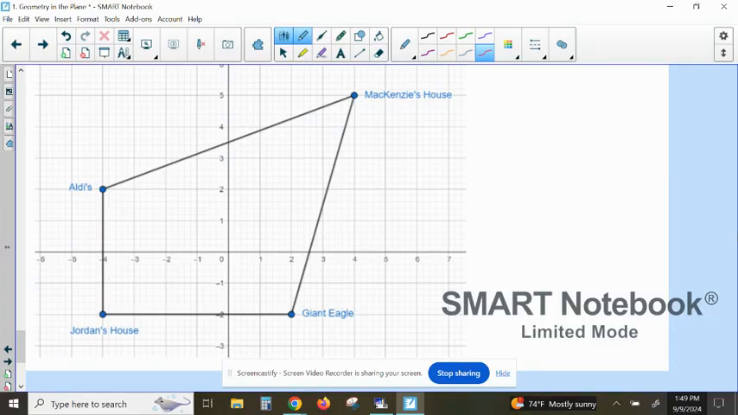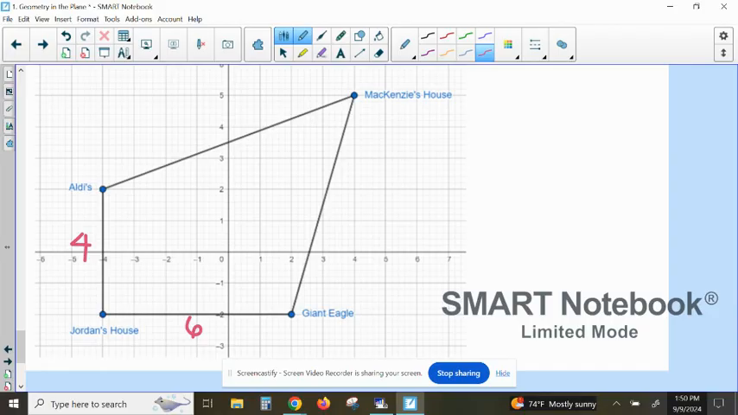Okay, how far from Jordan to Aldi's? 4 bubbles. And what else can we do? Jordan to Giant Eagle is how much? 6 bubbles. We did not count those wrong, correct? Now we cannot count bubbles going from Aldi's to Mackenzie's or from Giant Eagle to Mackenzie's. And there are no triangles currently in this picture. There's only one 4-sided quadrilateral, right? But you can make fake triangles.